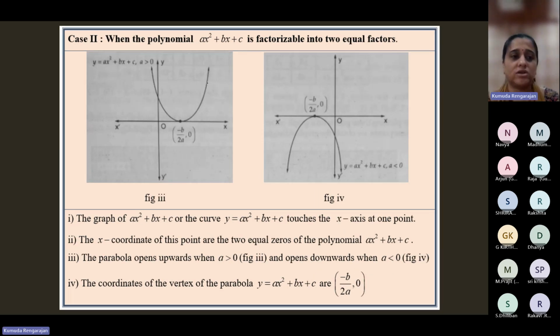Again, it opens upwards or downwards, depending on whether A is positive or A is negative. And here it touches the x-axis. See, here it touches the x-axis at exactly one point. That's because it has two equal roots, coincident roots.